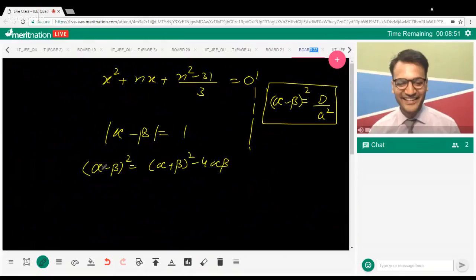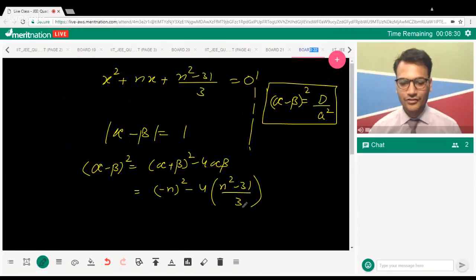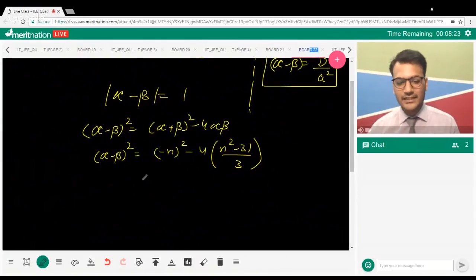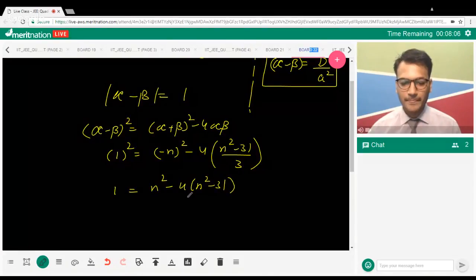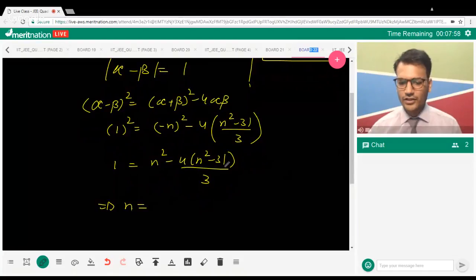Alpha minus beta whole square is equal to alpha plus beta whole square minus 4 alpha beta. Alpha plus beta is known to us already from the equation. That is negative n whole squared, minus 4 times alpha into beta, which is known to us, n square minus 31 upon 3. This question was a little bit time consuming, but yes, if you know the formulas, and if you can directly utilize them, this would be pretty simple. Alpha minus beta was given to us as 1, mod of that precisely. So what we can say is 1 is equal to n square minus 4 times n square minus 31 upon 3. As soon as you solve this equation, you'll get n square as 121, which will give you the value of n as 11.